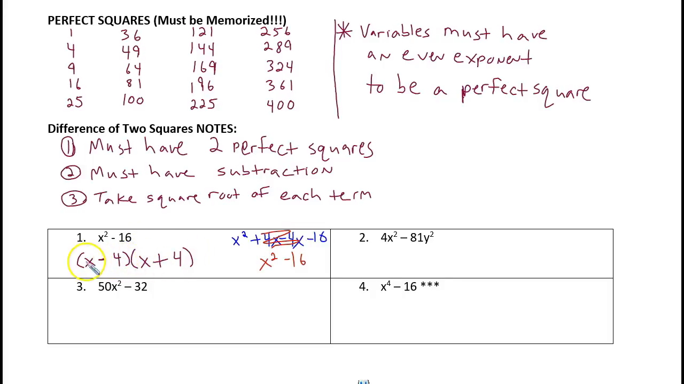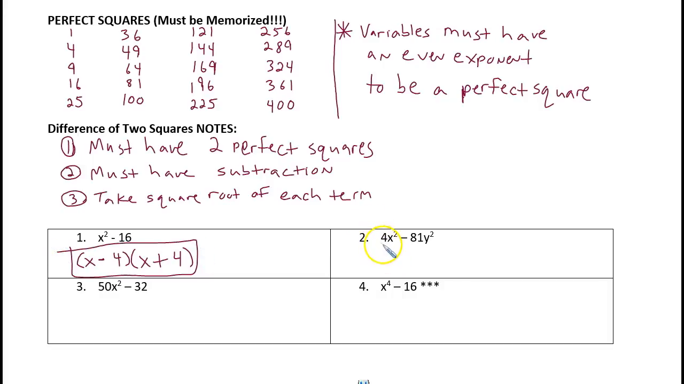As long as the first term is the same and the second term is the same, the inside and outside of the FOIL are going to cancel each other out. So let's erase that. And that is, in fact, our answer right there. You can circle it up. Let's look at the next one.